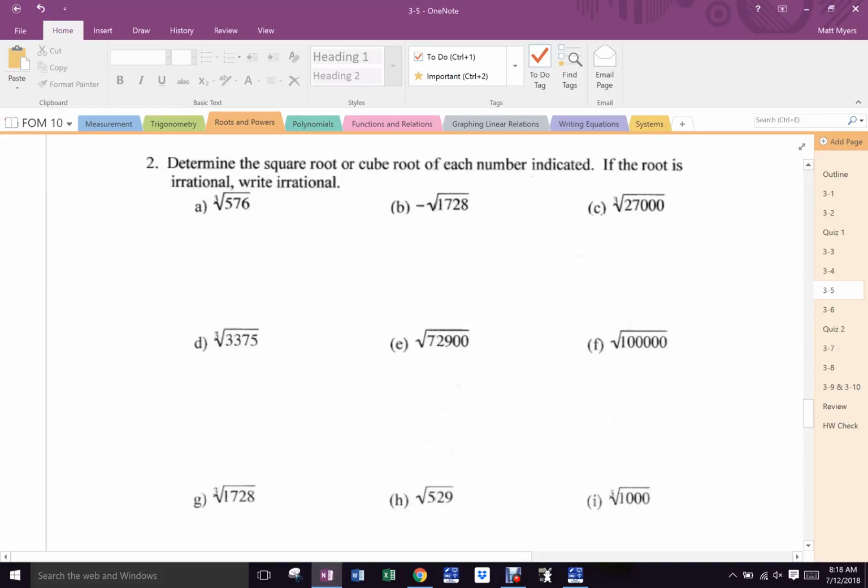Cube root of 576, that's a little bit more than 512, right? 512's cube root is 8, so 8.2 would be a really good guess. Does that have a perfect square? No, it doesn't, does it? There's a lot of ways you could go about figuring this out, though.